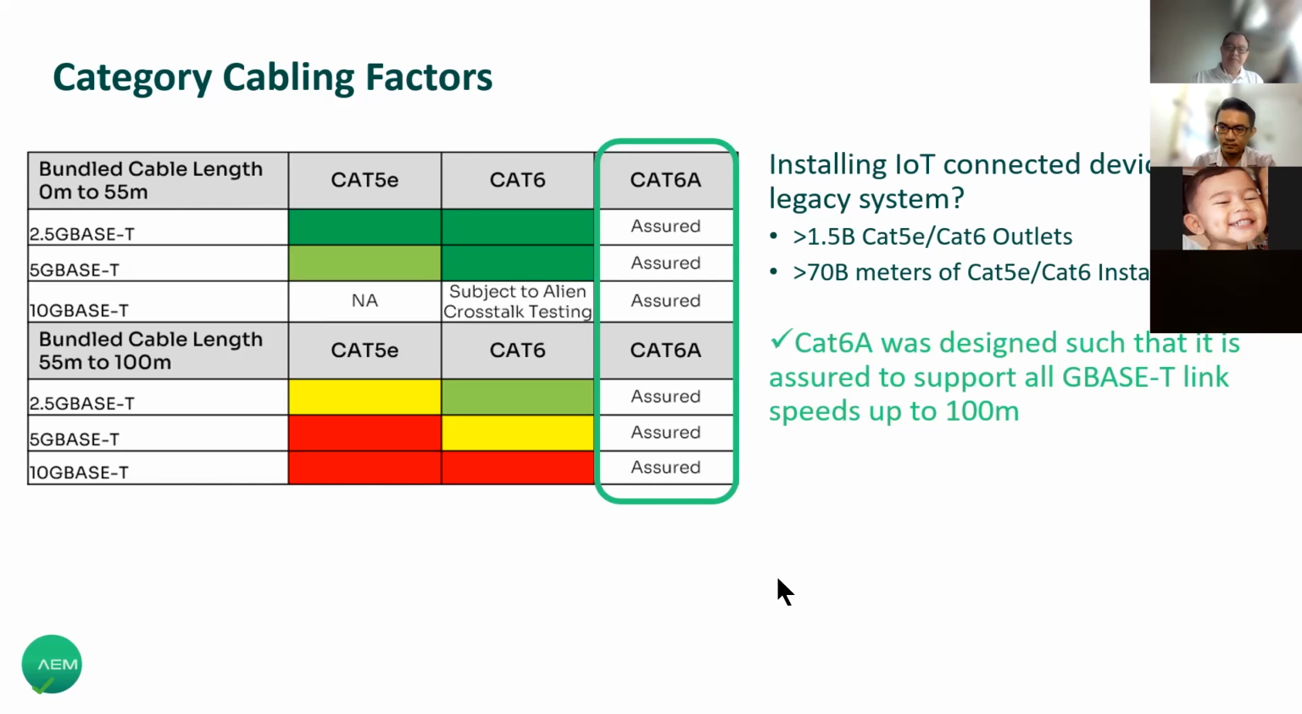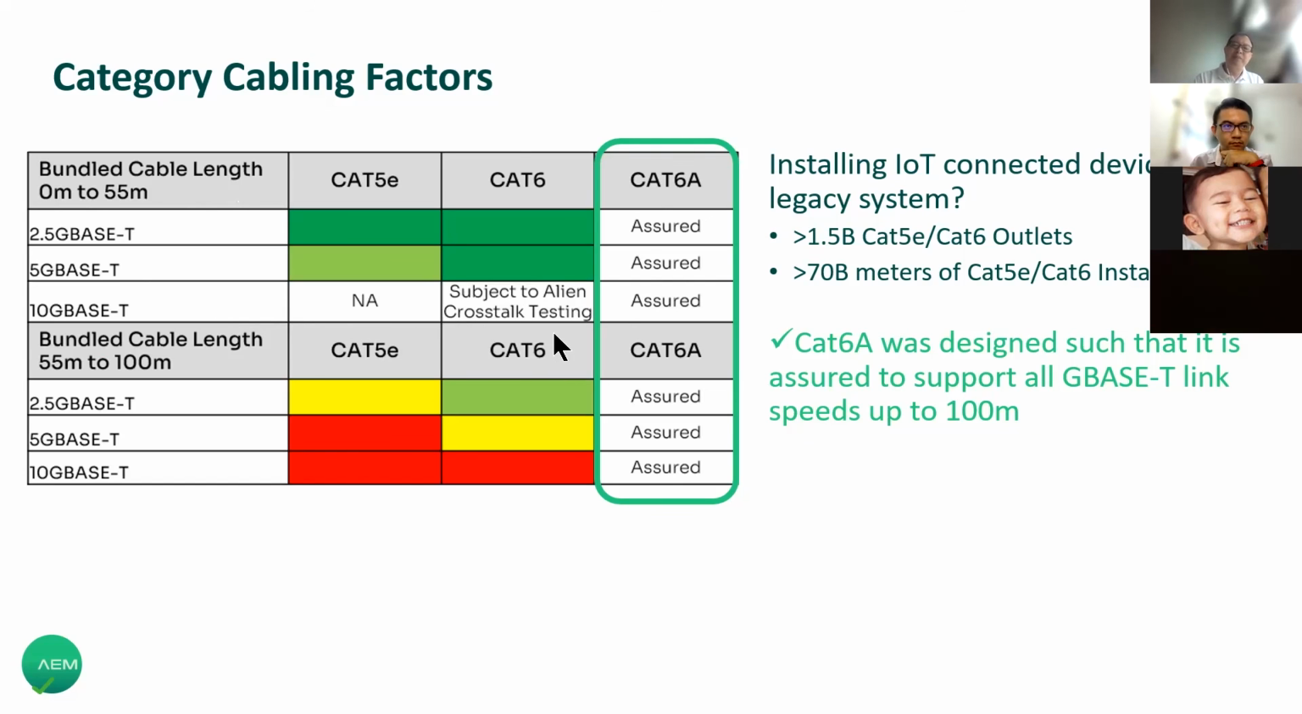Again, the main point of this table is that we talk about different categories. Sometimes people want to go back to a lower category, because of cost, or because they have an existing product they want to push out. However, Cat 6A in this table allows you to support all gigabit links up to 10 gig. In one of the rows I put there, subject to alien crosstalk testing, which I didn't touch on.